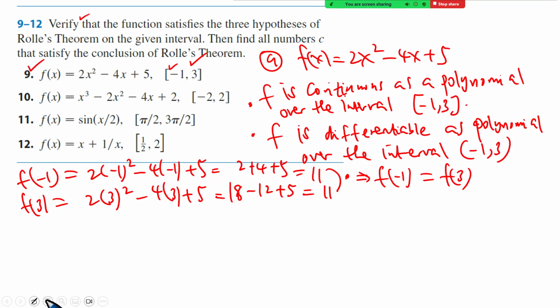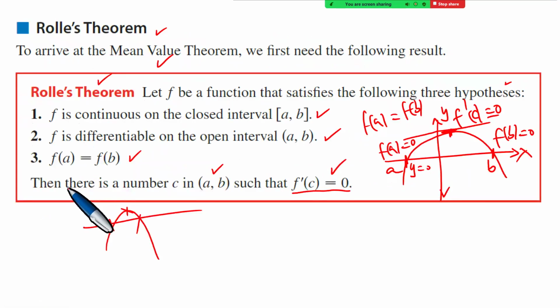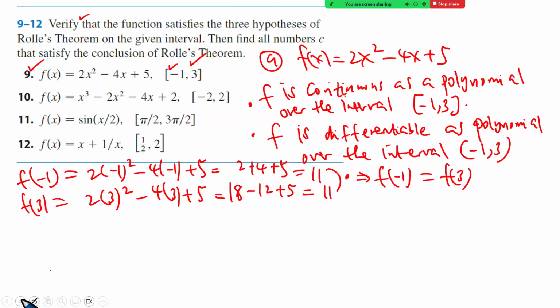What is the conclusion of Rolle's theorem? The conclusion is that there is a number c in (a, b) such that the derivative of the function equals 0 at c. Right, so we take the derivative of this function. f of x is 2x squared minus 4x plus 5, and therefore its derivative is 4x minus 4.